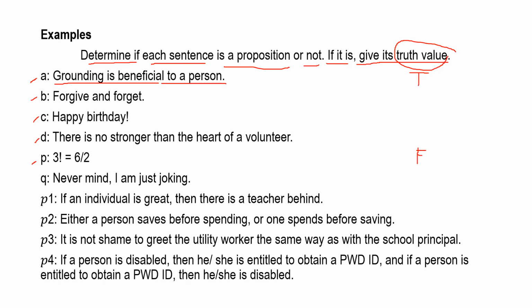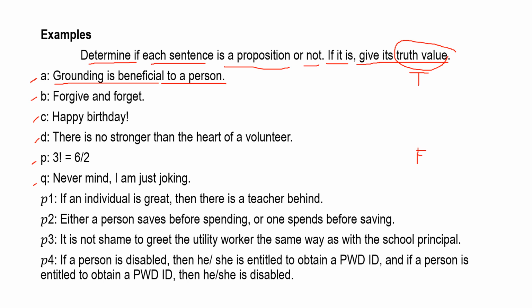And for Q, "Never mind, I am just joking." Is it a proposition or not? For letter Q, it is a declarative sentence. Yes, it is. But be cautious. Notice that the statement cannot be true nor false. If the statement is true, it cannot be because the speaker is telling a joke. It is false? It cannot be either because the person is speaking the truth. Hence, it is not a proposition.